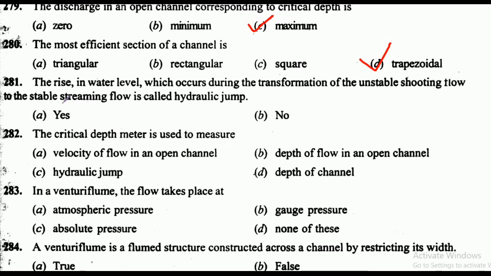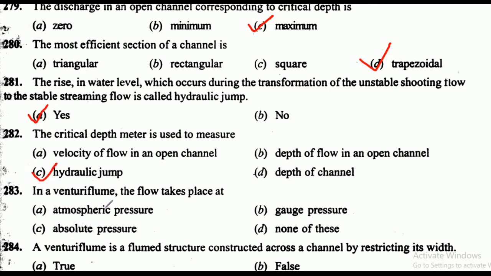Next is the rise in water level which occurs during the transformation of the unstable shooting flow to the stable streaming flow is called hydraulic jump. Options are yes or no. So here friends, this statement is correct. So here option A is the correct answer, that is yes. Next is the critical depth meter is used to measure. Here friends, these are the options and here correct answer is option C, that is hydraulic jump.